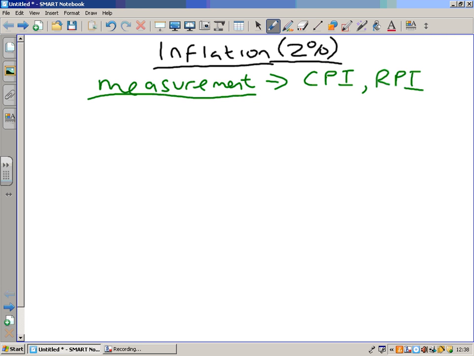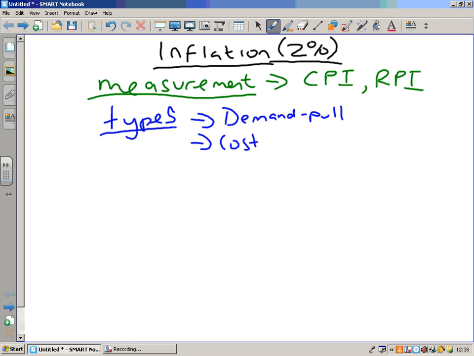Let's think now about how we go about looking at different types of inflation. You have to be aware of demand pull inflation and something that we call cost push inflation. In the next topic, we'll be looking at diagrams which will be able to graph these two different types of inflation, but for now, let's just cover what these are. Let's think about demand pull first of all.